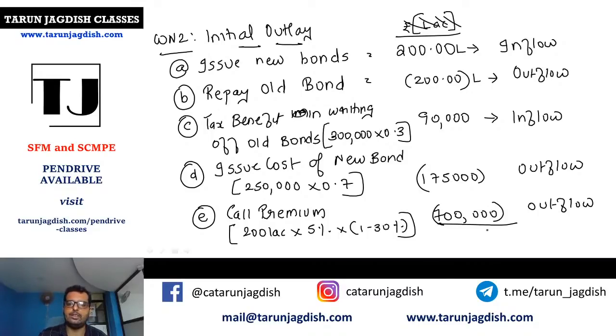So friends, my net cash flow will be 7 lakh plus 1 lakh 75,000 outflow minus 90,000. So my net outflow will be 7 lakh 85,000. I'll give you a minute. Can you please write down this in your books now?